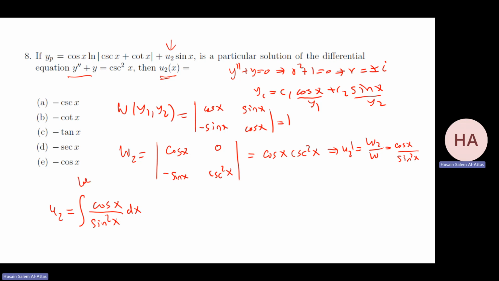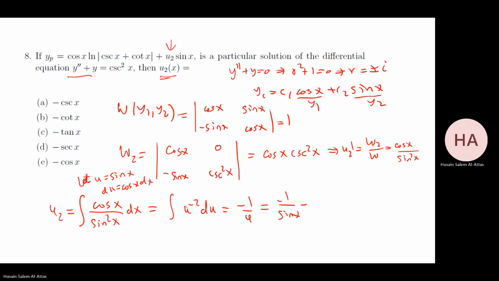So I let u equal sine x. du will be cosine x dx. So I have the integral of u to the power minus 2 du, which is minus 1 over u, which is minus 1 over sine x, which is minus cosecant x.